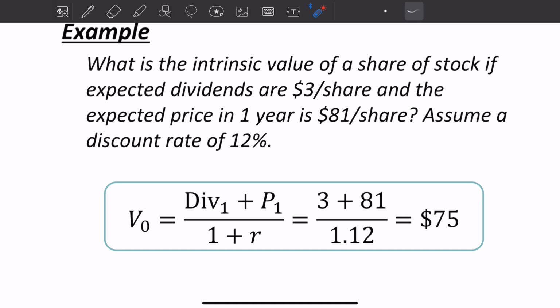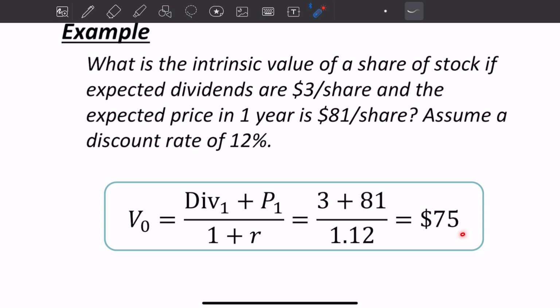It means that if you have a certain stock that is expected to pay a $3 dividend and is expected to reach $81 in price by the end of the year, and you require 12% as a return, you should not pay more than $75 to purchase the stock.